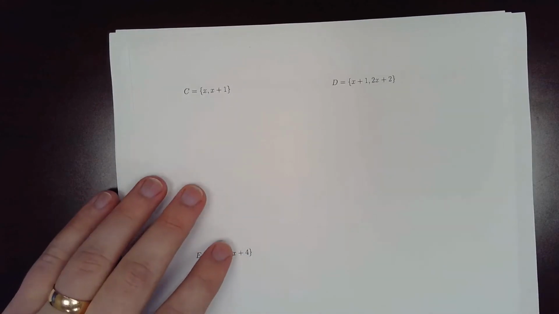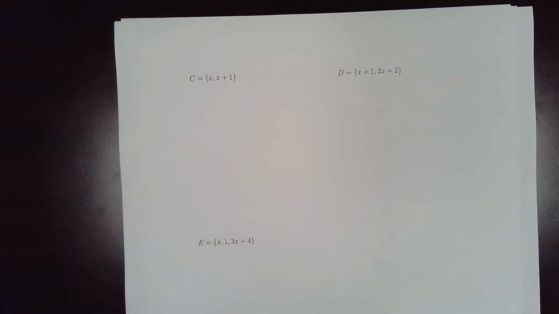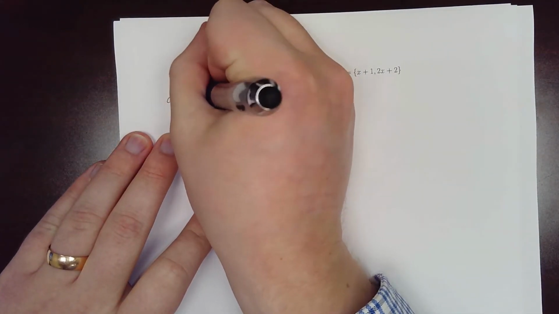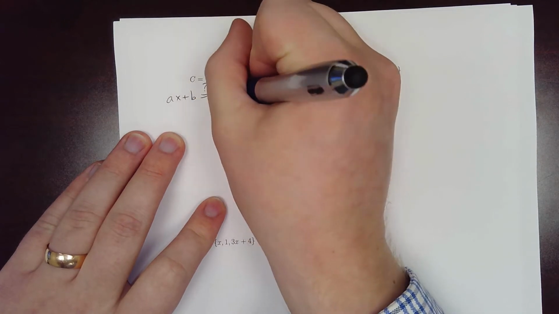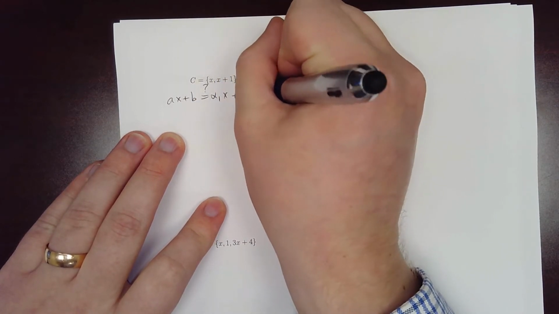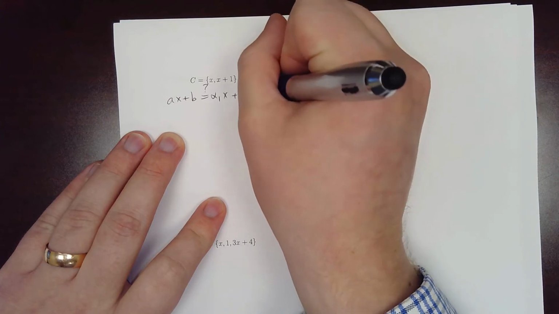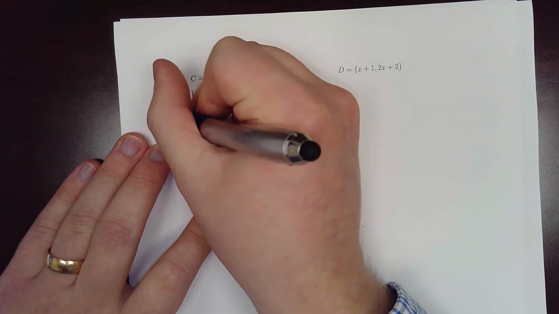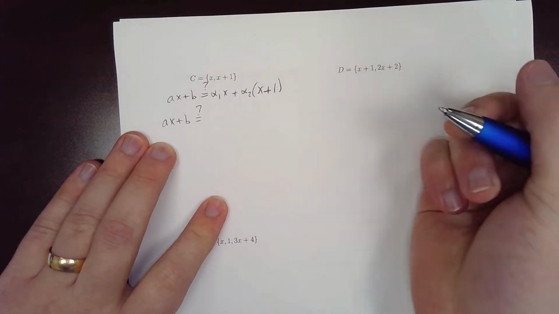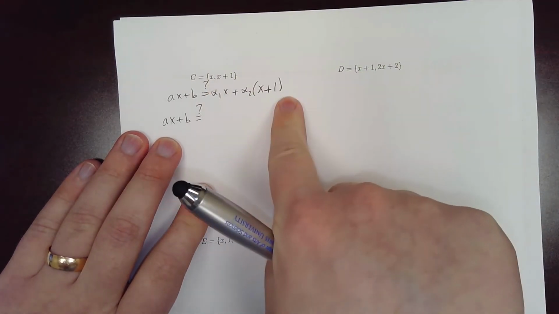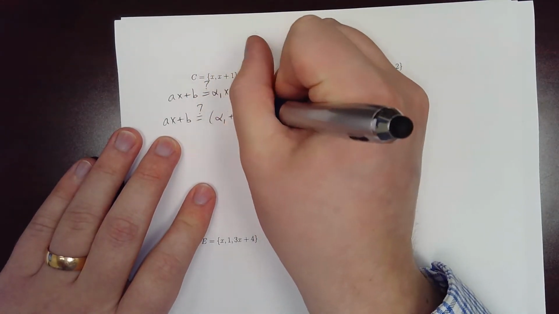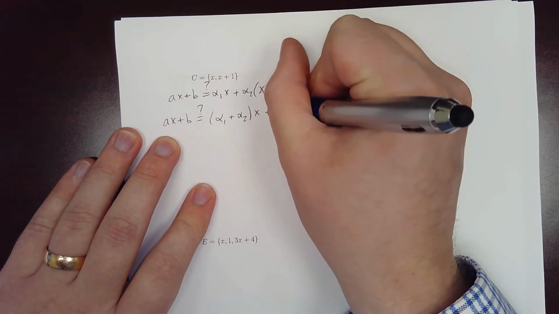All right, let's look at a few more examples. So let's say we wanted to look at C. C is x and x plus 1. If we wanted to look at ax plus b and compare that to alpha 1 x plus alpha 2 times x plus 1, we want to know if ax plus b is equal to, if we distribute this through and combine like terms, alpha 1 plus alpha 2 x plus alpha 2.